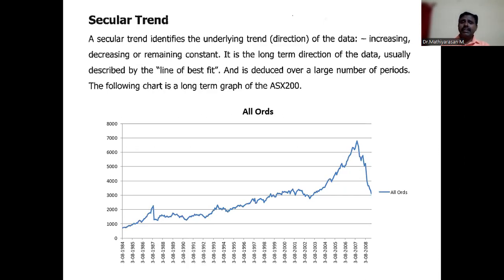Secular trend identifies the underlying trend of the data: increasing, decreasing, or remaining constant. It is the long-term direction of the data, usually described by the line of best fit, and is detected over a large number of periods. The following chart is a long-term graph of the ASX 200.